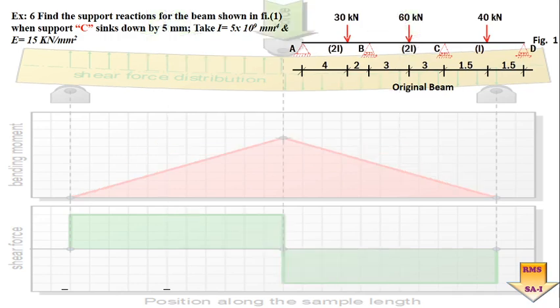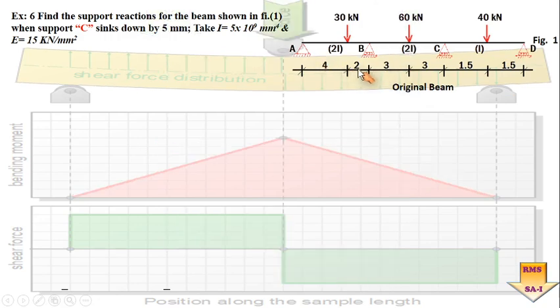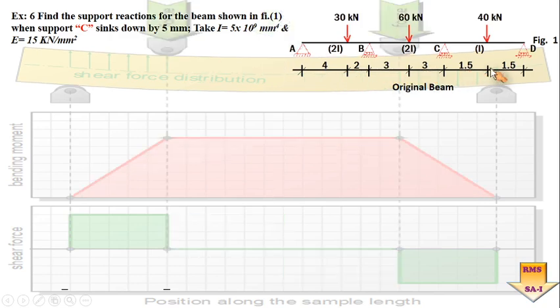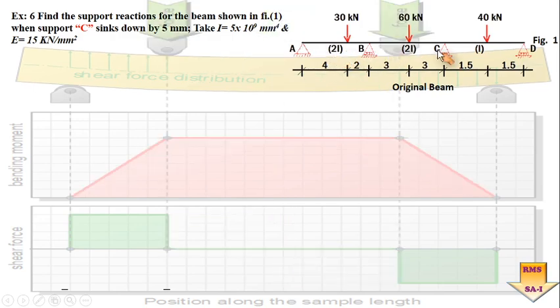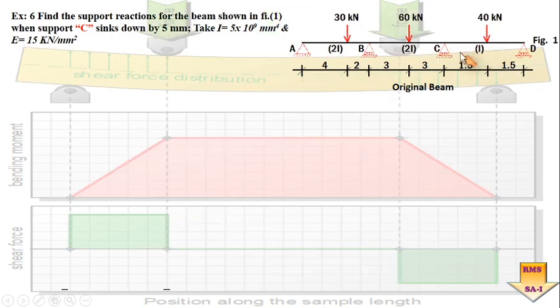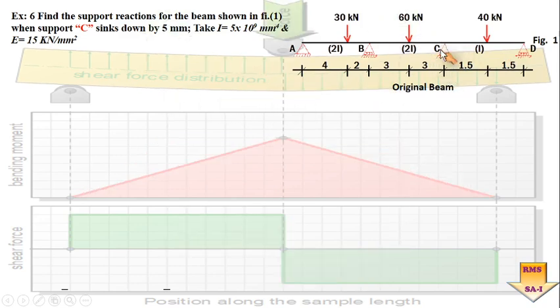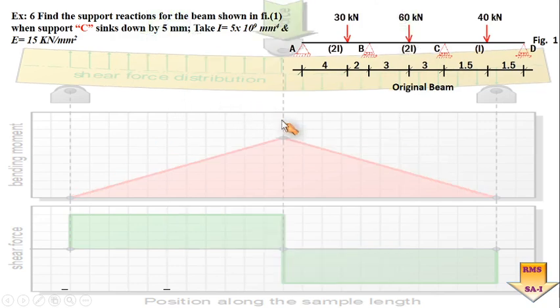Here we can see a continuous beam having specific properties. The lengths are being shown. L1 is equal to 6, L2 is equal to 6 and L3 is equal to 3, whereas the moment of inertia for the various spans are 2I for AB, 2I again for BC, and I for CD. Now in this case it has been said that the support C is sinking down by 5 millimeter. The values of I and E are given in this particular problem.